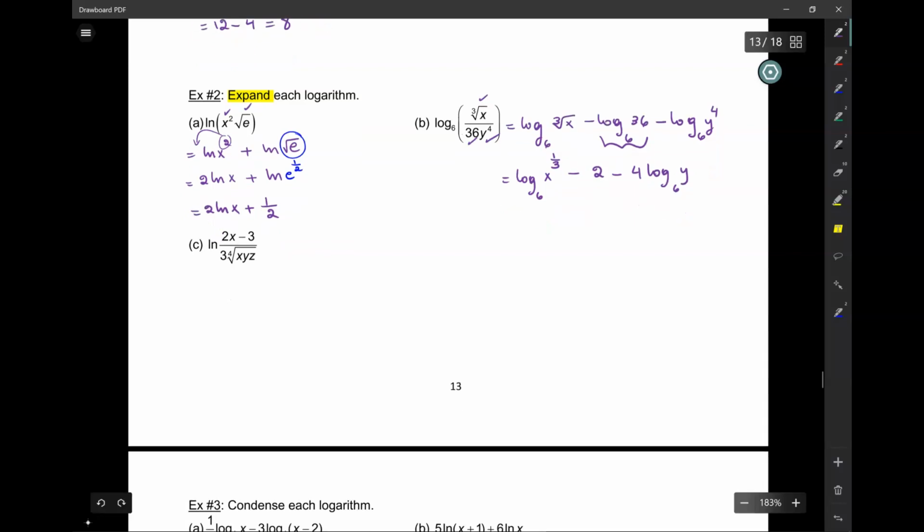So here, 1/3 comes down, log base 6 of x. It's convention to put the whole number, the constant, on the end. So I'm just going to swap the order here. Minus 4 log base 6 y minus 2. Here we are in its full expanded form.